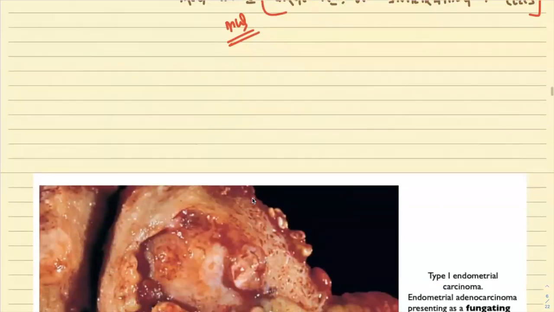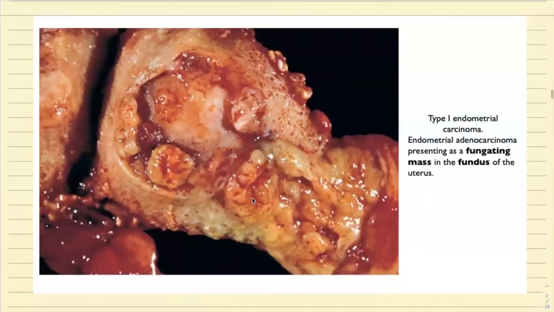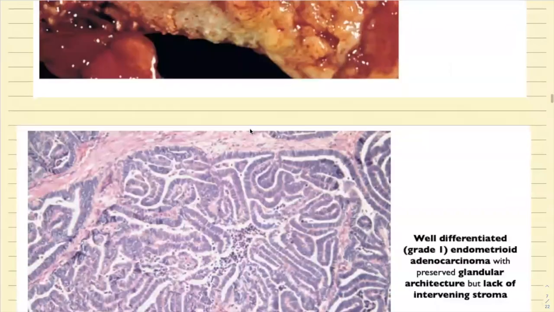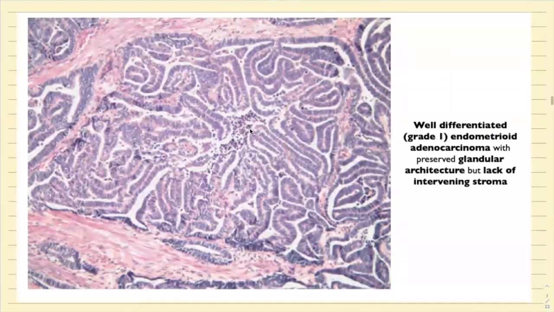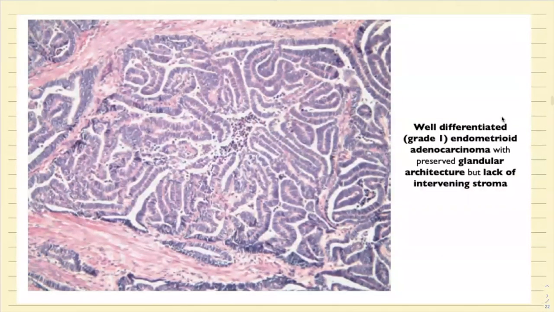So let us begin with the important morphological feature. As we can appreciate, this is a type 1 endometrial carcinoma, which is showing a fungating mass in the fundus of the uterus. There is a fungating mass which is growing into the uterus, grossly, and it is hemorrhagic in nature. Now, this is the well-differentiated, grade 1 endometrial adenocarcinoma.